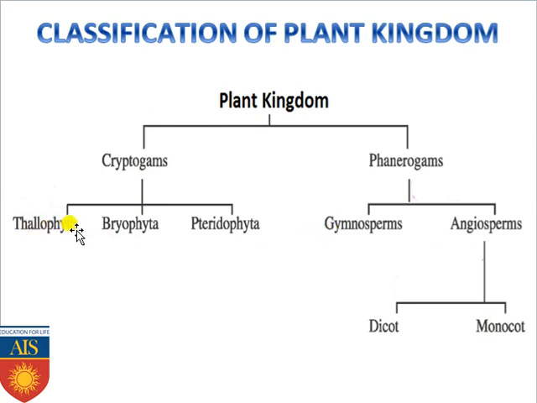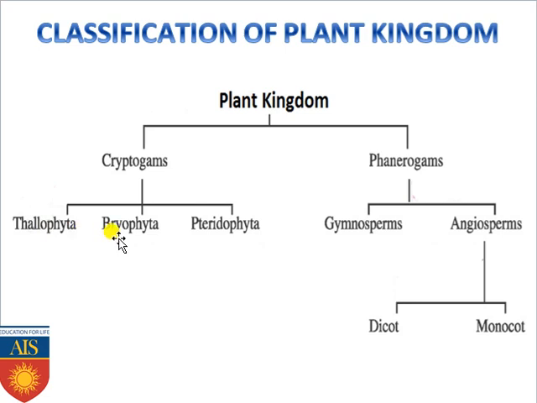Here Thallophyta is called algae. Why? Because thallus means the body which is not differentiated into root, stem and leaf. So in case of algae, obviously you can't see the root, stem and leaf differentiation. That means they have a thallus-like body, so that's why they are under Thallophyta.